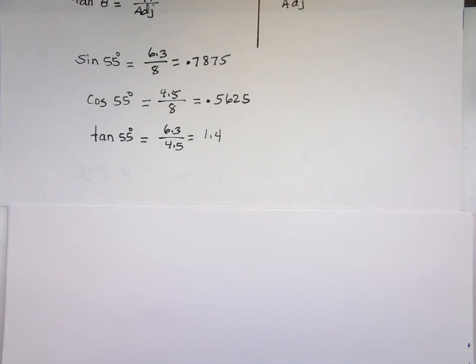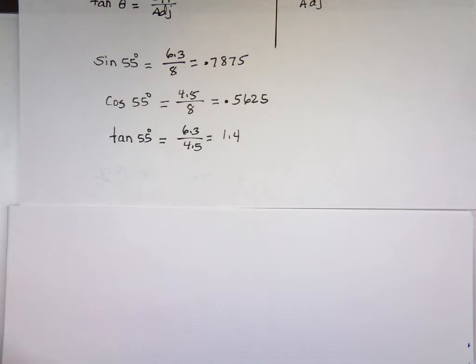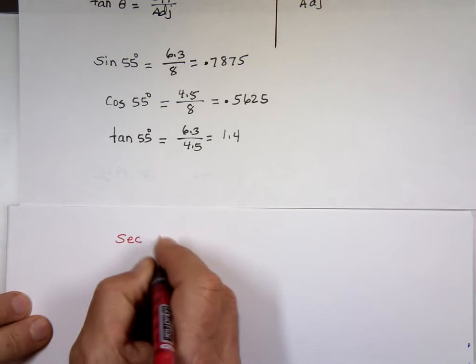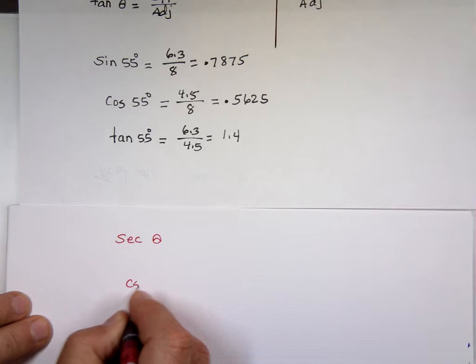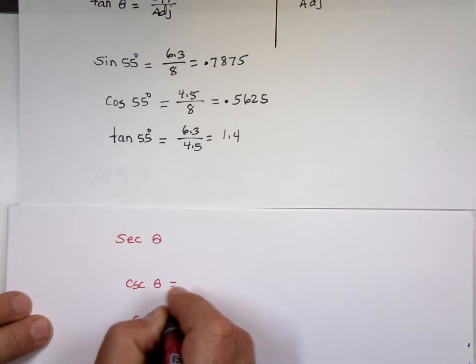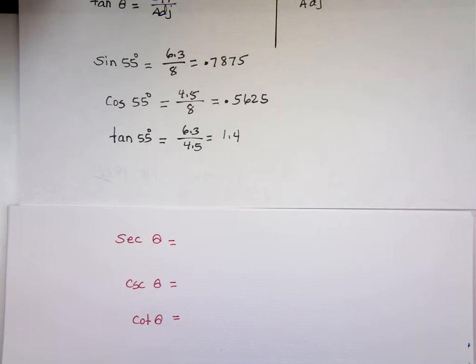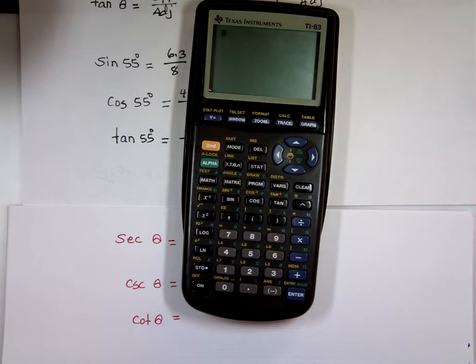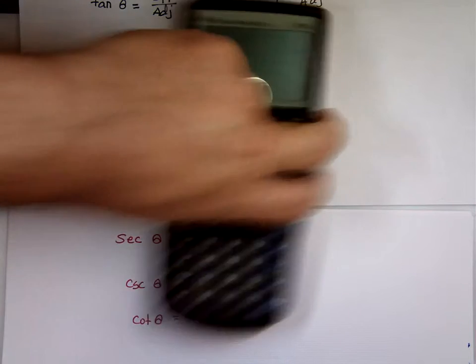We have the secant, the cosecant, and the cotangent. Those are not on your calculator. You can look at yours, mine, I have a nice one. Look at it. You won't see them there. So we should be able to find out what these values are.